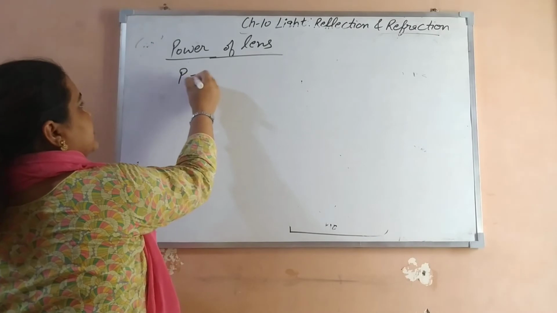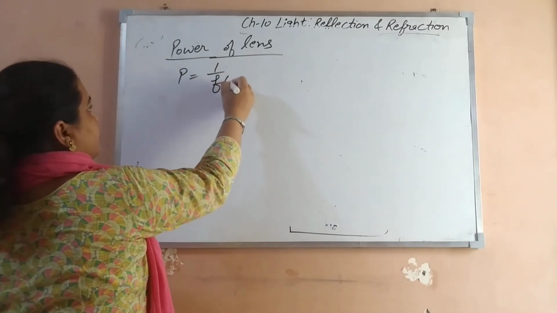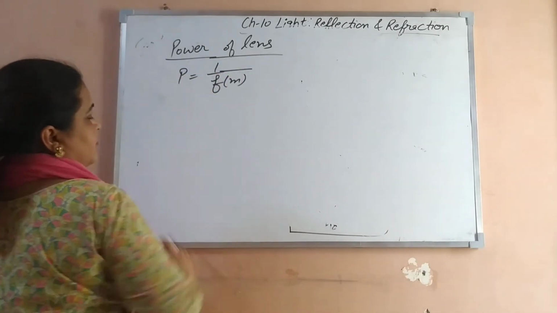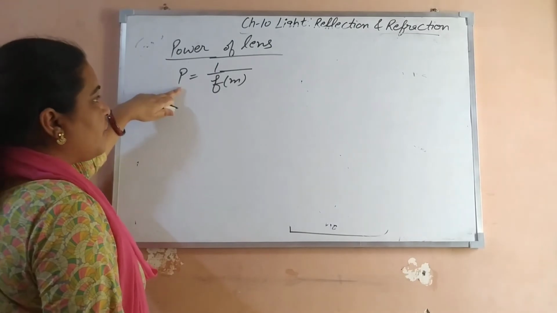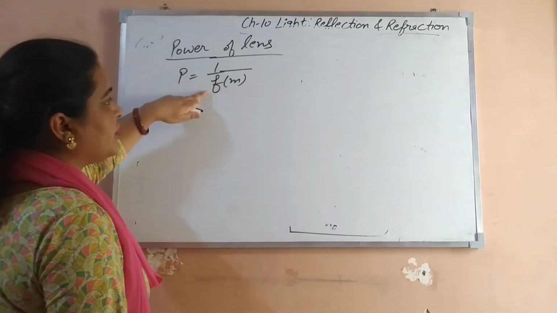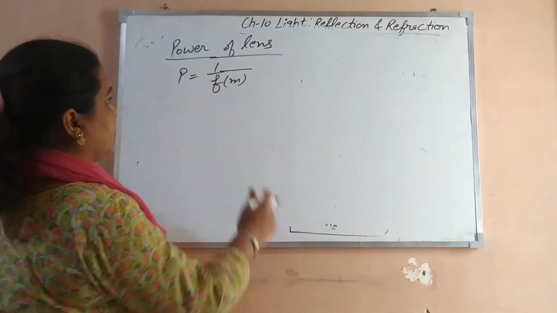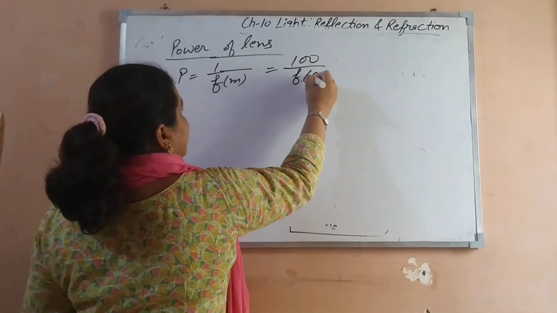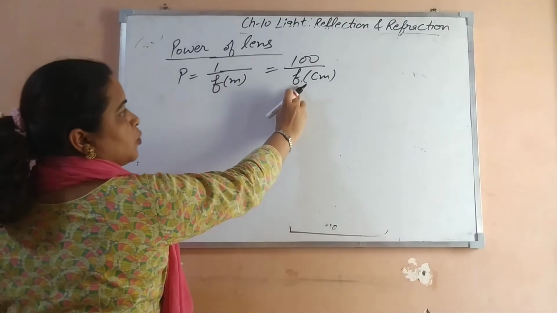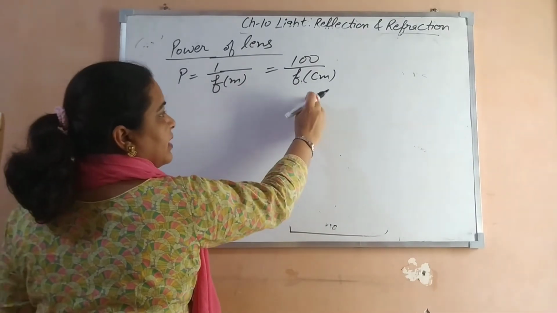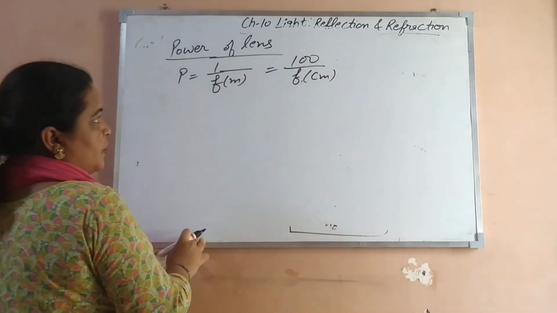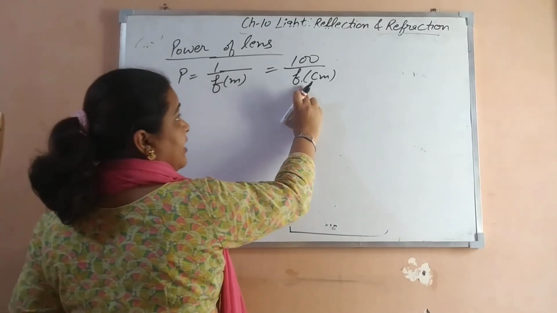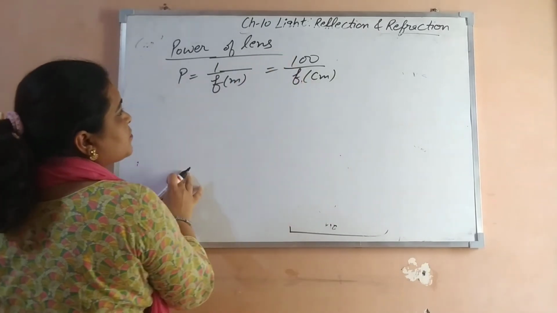Power of lens is defined as the reciprocal of the focal length of a lens in meter. What is power of lens? Power of lens is the reciprocal of the focal length of the lens in meter. And if it is in centimeter, we write 100 upon F in centimeter. Means if you convert this F into meter, you will divide by 100, so that goes in the numerator. So just keep in your mind, when F is given in centimeter, you put 100 here.